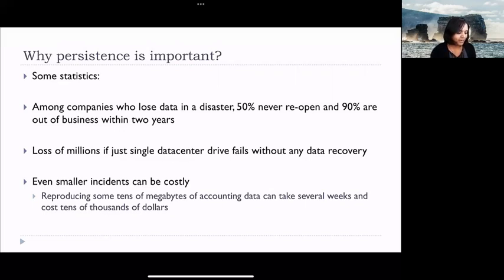So losing the data is something we do not want in today's world, and persistent storage helps us ensure that we don't lose our data. And as a storage system designer, now a part of this course, it's our responsibility to manage this persistence.